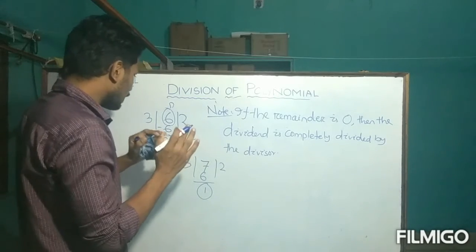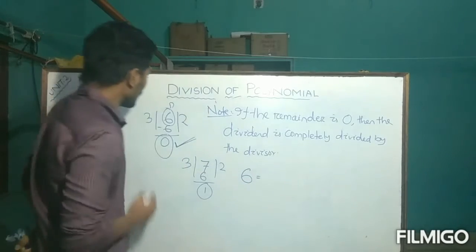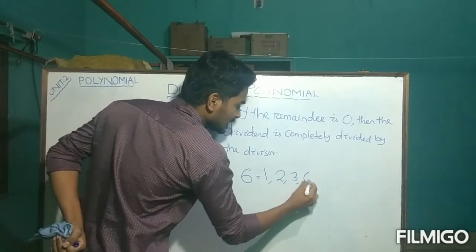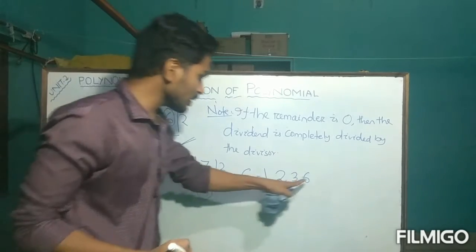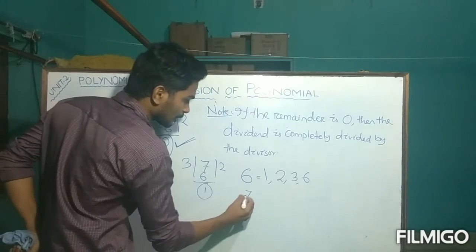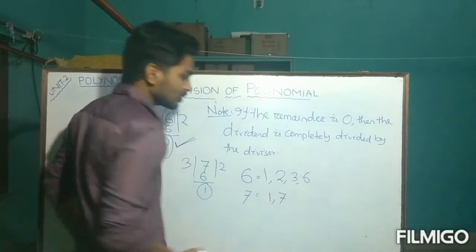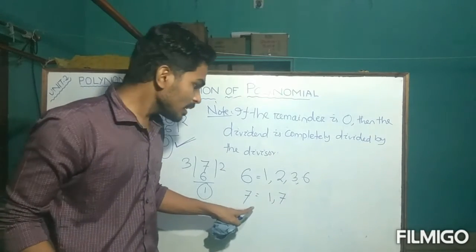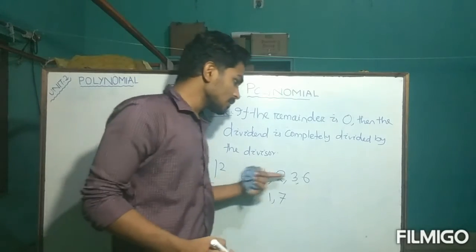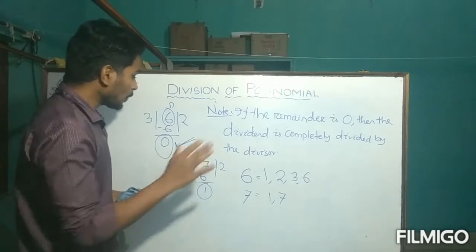Now we have to think about the factors of 6, which are 1, 2, 3, 6. Then we have to find the factors of 7. The factors of 7 are 1 and 7. Since 7 is a prime number, it has only 2 factors, and 6 is a composite number, so it has 4 factors. Now, let us define one more thing.